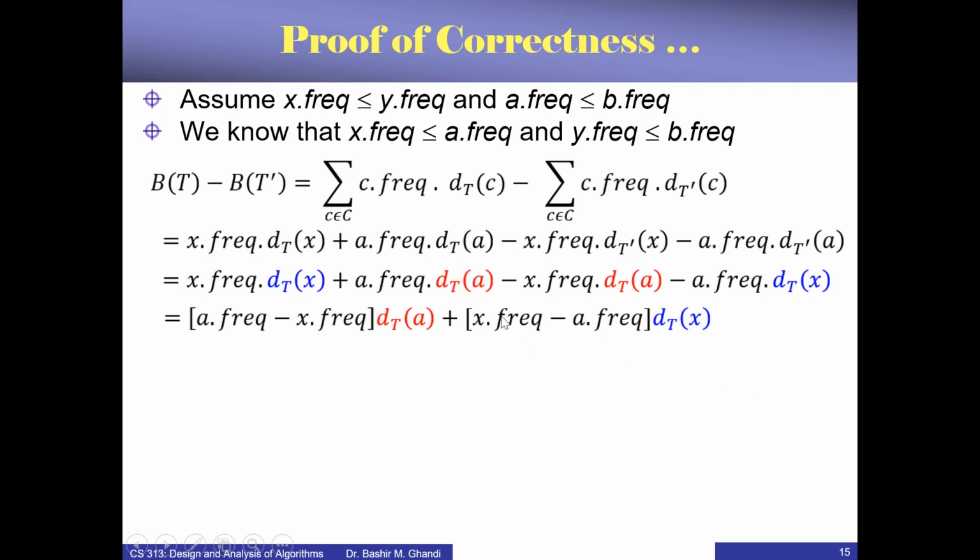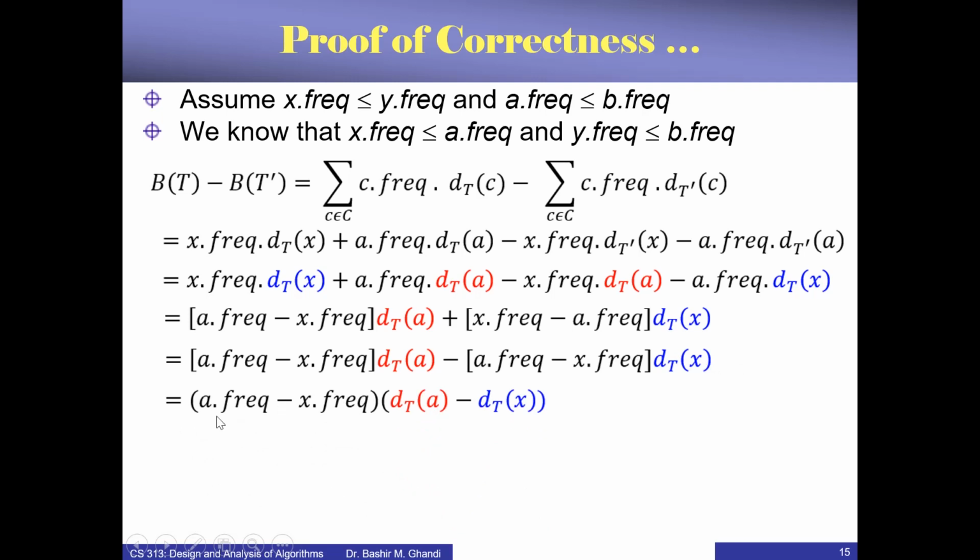If we factor out minus 1 from this one, we will have minus instead of plus here, and therefore this changes to plus, so we have a.freq, and this changes to minus, we have x.freq. Now these two terms are exactly the same, so again they can be factored out, so that you will be left with depth of a in T minus depth of x in T. In other words, we're going to have these two products. We can factor out these terms.